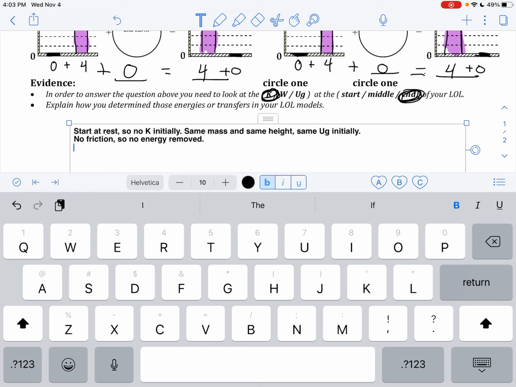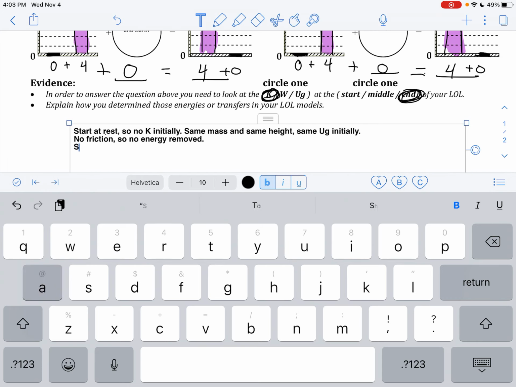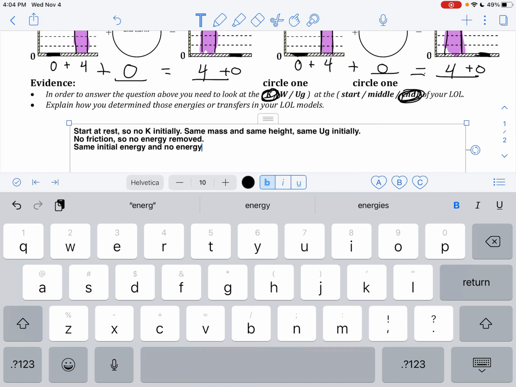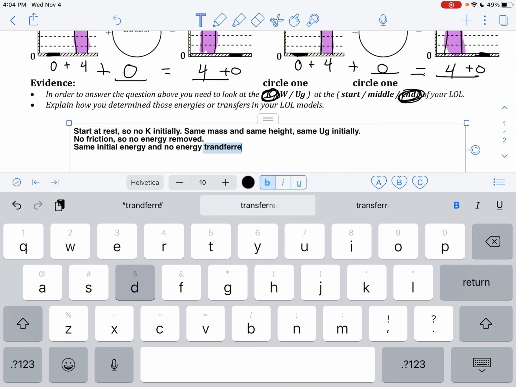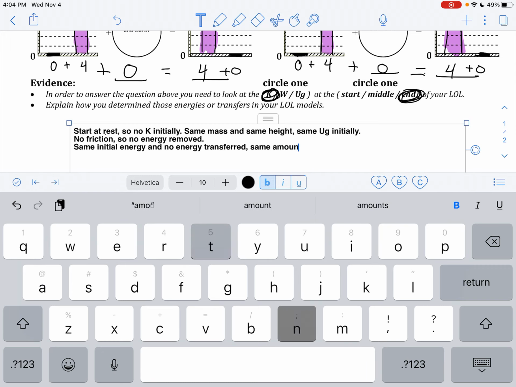I'm going to change the order just slightly here. I'm going to zoom out into a big picture. You'll see why in a second. I'm going to say same initial energy because they both started with the same amount, and no energy transferred. That's no work. So this is me applying conservation of energy here. Same initial energy and no energy transferred means the same amount of final energy.